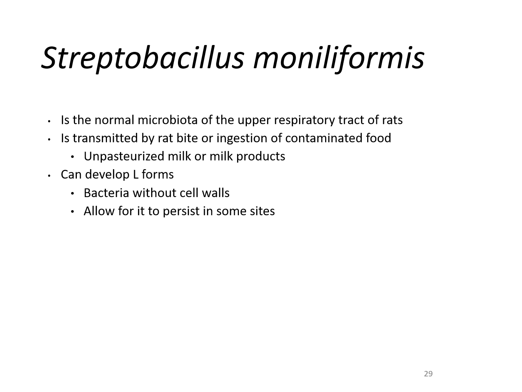Streptobacillus is normal flora of the upper respiratory tract of rats. This organism can be transmitted through a rat bite, or if you were to ingest food that's been contaminated by this particular organism. It's typically found in unpasteurized milk and milk products. It can also develop L-forms, which are bacteria without a cell wall. This allows it to persist at the infection site and remain very viable there.